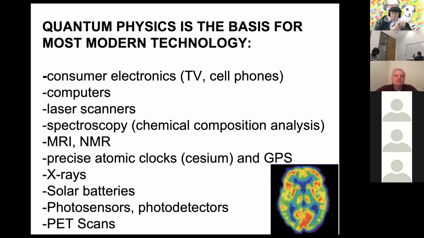And then this is the list of these incredible advances that were made possible in our modern world, our technology, due to the application of quantum physics. It's not abstract, maybe the mathematics is, but the applications of quantum physics are very, very mundane, but incredibly powerful. Consumer electronics, TV, cell phones, computers, laser scanners, all of spectroscopy, compositional analysis, MRI, NMR, GPS. GPS also uses actually not only quantum principles, but also the general theory of relativity. There's a correction for that. Solar batteries, photosensors, photodetectors, PET scans, and all that. So all of it is based on this incredible part of physics.